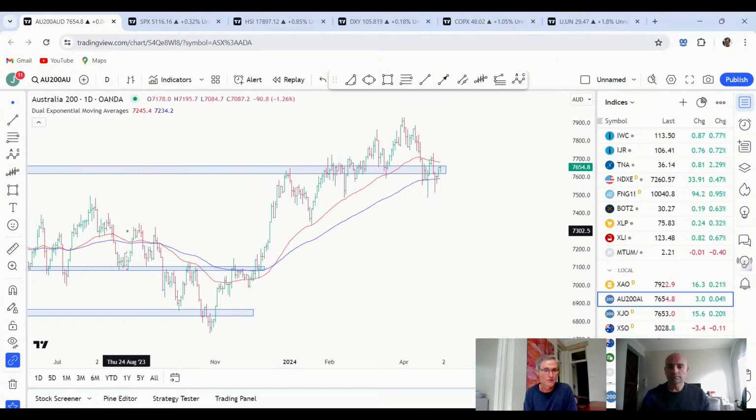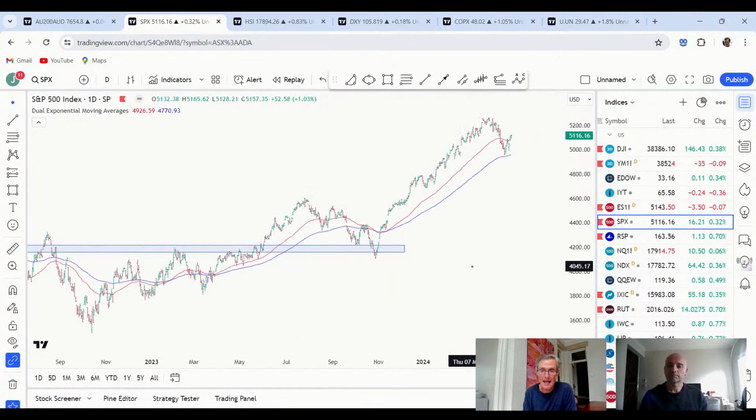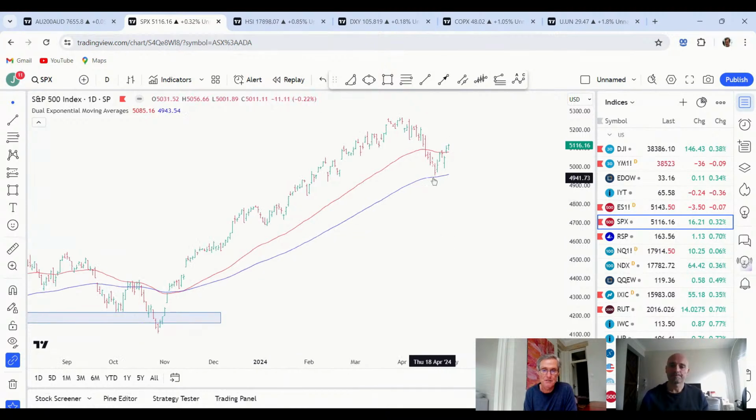So going over to the S&P 500, it's been encouraging to see some buying coming in off the 100-day moving average. We had about 3 or 4 weeks of decline into the 100-day, which sits below the 50-day moving average. And we're starting to see some buying off that.